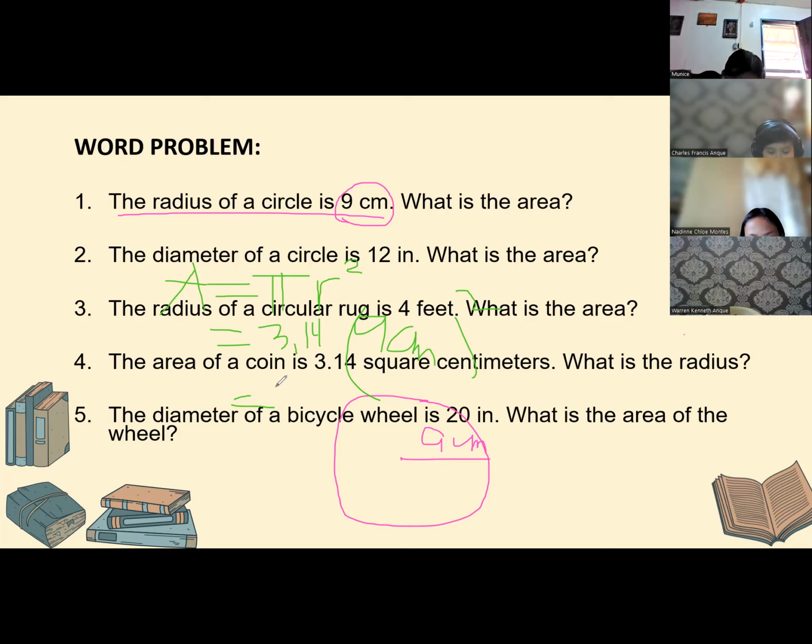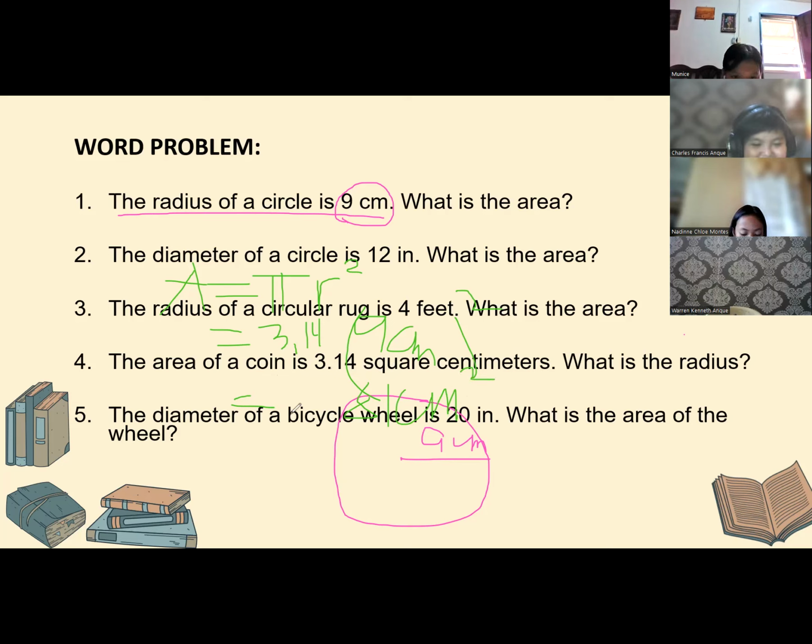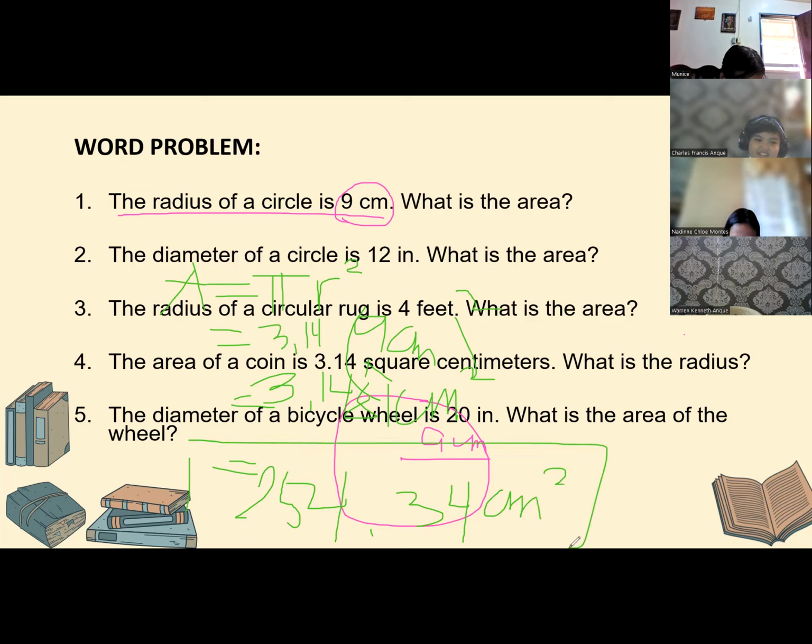What's the answer, Charles? 9 times 9? 81. The unit is? Centimeter squared. Charles, hungry ka, no? Okay, the answer now. 3.14 times 81 centimeter squared is? The answer is? 254.34 centimeter squared. Okay.